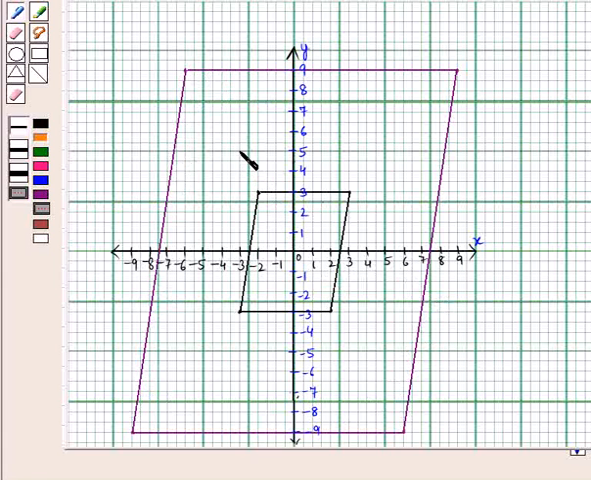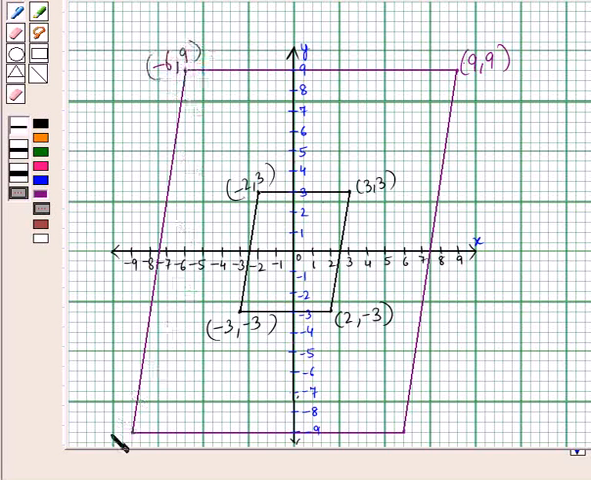Now we find the scale factor. Here you can see that the coordinates of the vertices of the black figure are (3, 3), (-2, 3), (-3, -3), and (2, -3). And the coordinates of the vertices of the purple figure are (9, 9), (-6, 9), (-9, -9), and (6, -9).